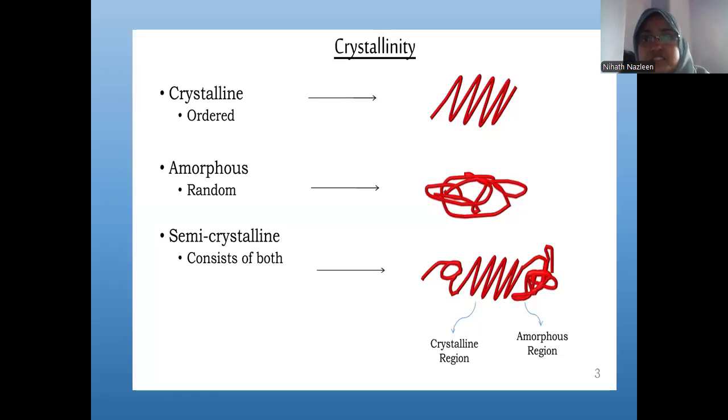This is a figure which shows the difference between the crystalline and the amorphous polymer. In a crystalline polymer, there will be an orderly arrangement of the molecules. In an amorphous polymer, they won't be in an orderly arrangement. That is, they are in a random fashion. In a semi-crystalline polymer, it will consist of both the crystalline region and the amorphous region.